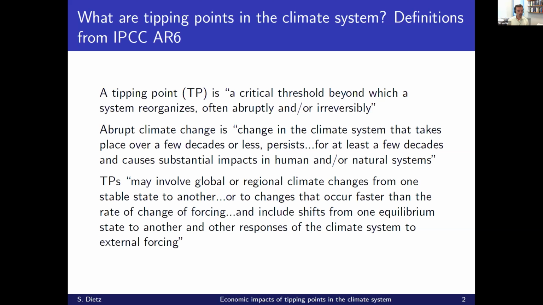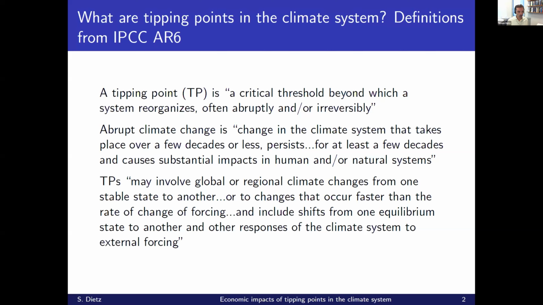And there's further the question of what does abruptness mean in a climate context. So IPCC defines abrupt climate change as change in the climate system that takes place over a few decades or less, persists for at least a few decades, and causes substantial impacts. Okay. Lastly, I'll just throw in another passage from the IPCC report, which I think is important.